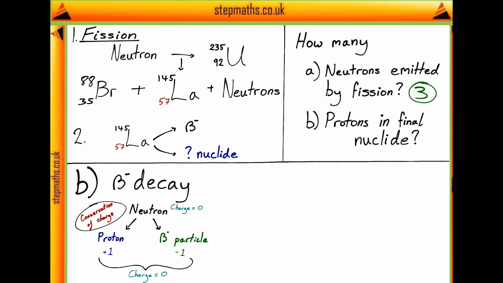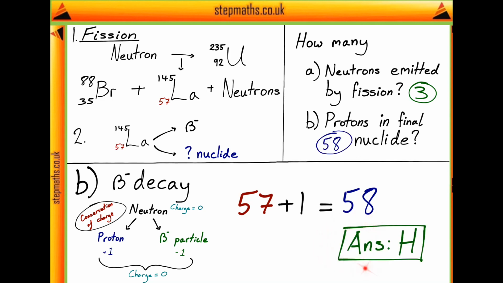Therefore, the process of beta decay shall increase the number of protons in our nucleus by 1. So, since we start with 57 protons in our lanthanum nuclide, the beta decay shall add 1 to this, giving 58 protons in our final nuclide. This matches up with answer H.